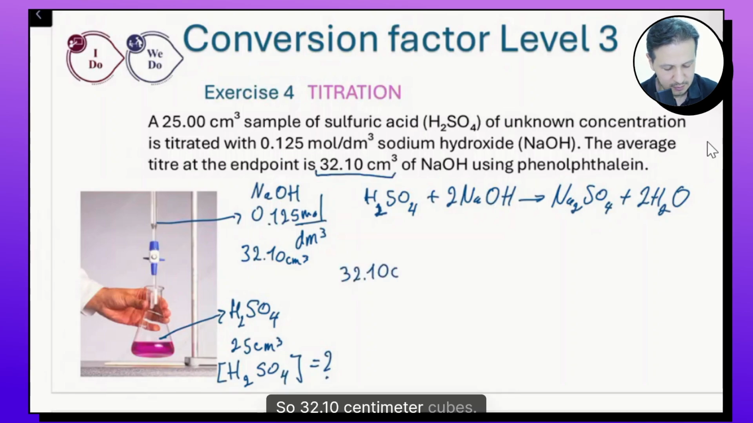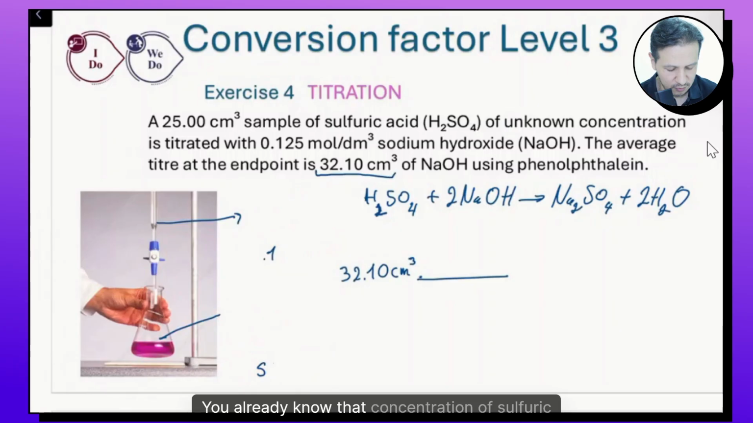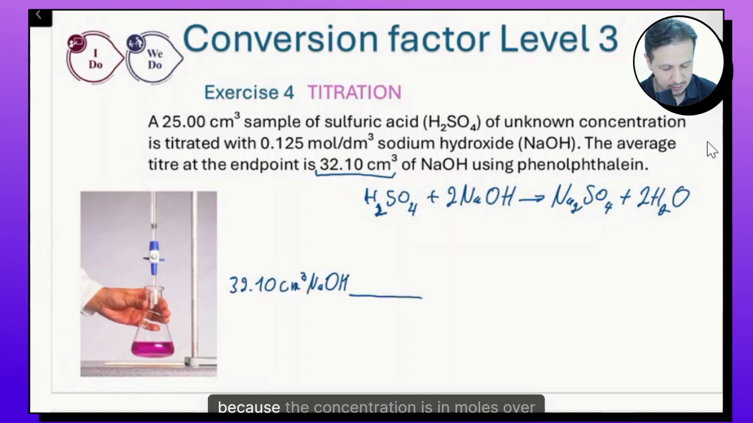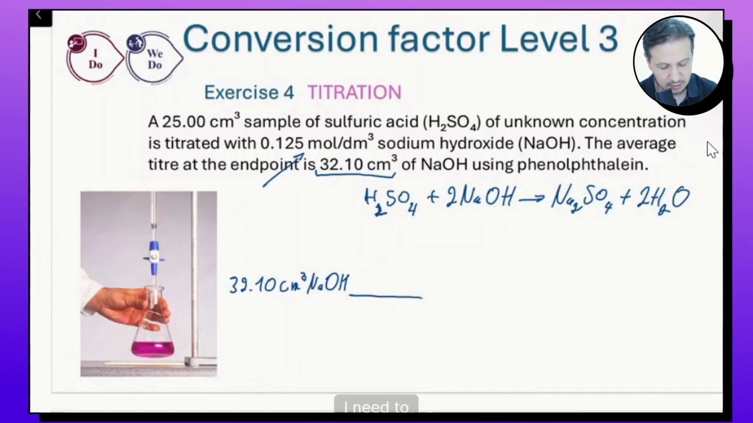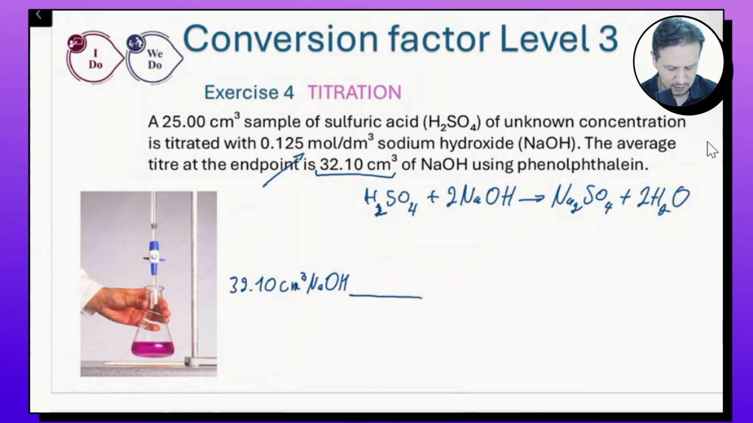32.10 centimeter cubes. I need to find the moles, but I will do something because we will need more space to solve this titration. You already know that the concentration of sulfuric acid is the one that I want to determine. So here we have 32.10 centimeter cubes of NaOH. Because the concentration is in moles over decimeter cubes, I need to change centimeter cubes to decimeter cubes using conversion factors, right?